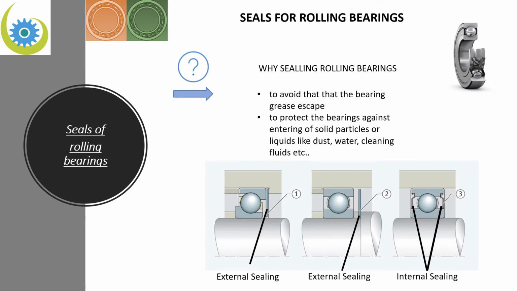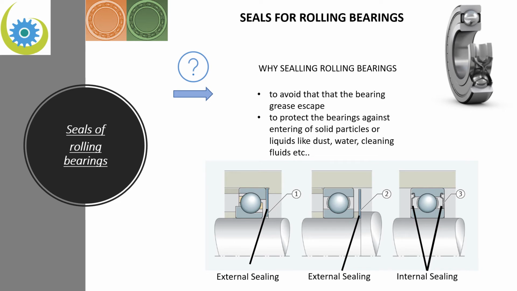Now we will go on with the next topic concerning rolling bearings. These are the seals. So first question, why sealing rolling bearings? To avoid that the bearing grease escapes and also to keep a constant working temperature. What is the next point? To protect the bearings against the entering of solid particles and liquids like dust, water, cleaning fluids, etc.